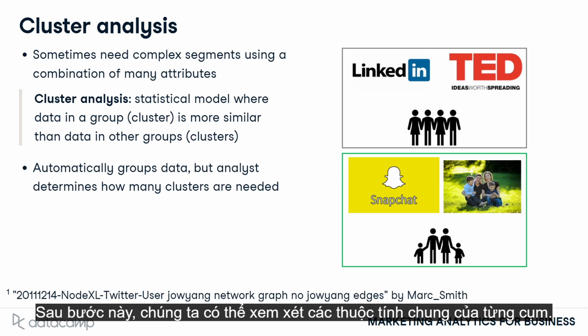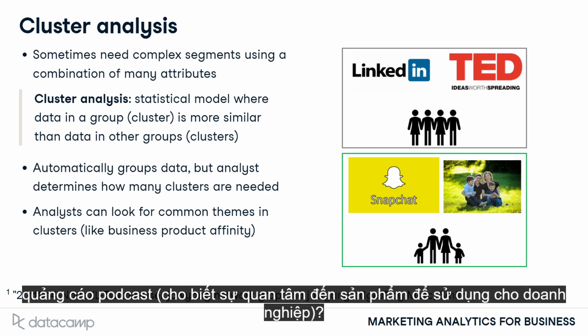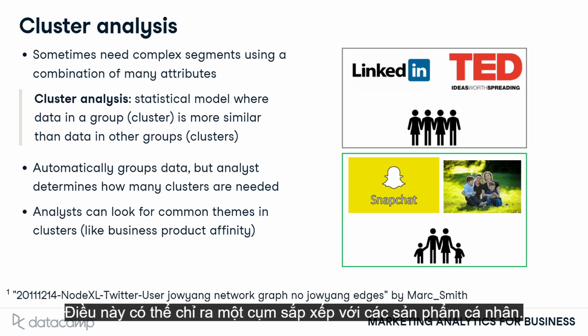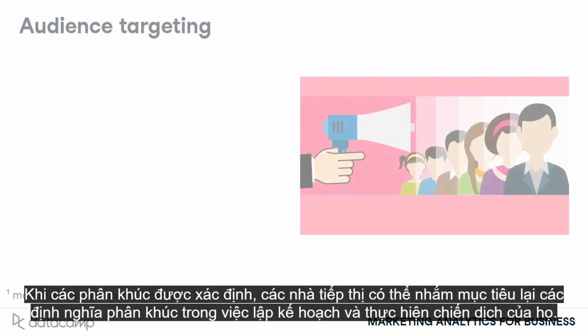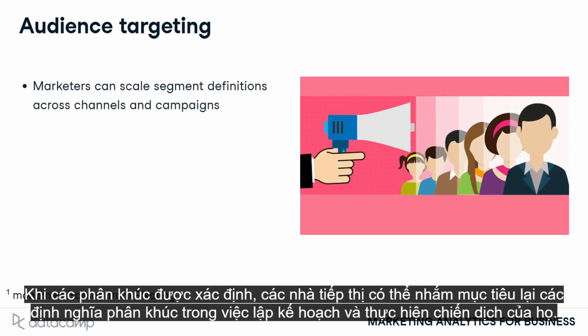After this step, we can look at common attributes of each cluster. Did everyone in one cluster engage with LinkedIn or business podcast ads, indicating interest in products for business use? Did everyone in another cluster use Snapchat or visit product pages for families? This could indicate a cluster aligning with personal products. The cluster attributes can then be applied to marketer tools. Once segments are defined, marketers can repurpose segment definitions in their campaign planning and execution.